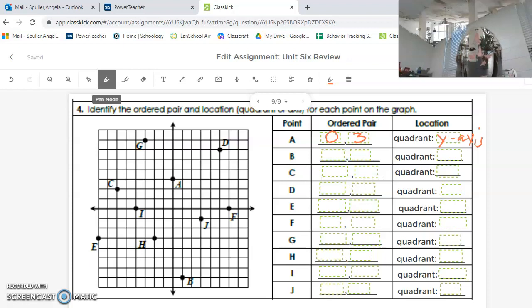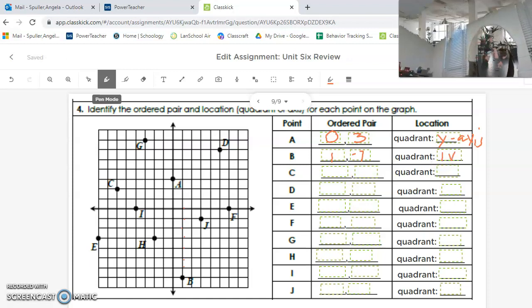All right, B. Let's do B. Where's B? I went over 1 and down 1, 2, 3, 4, 5, 6, 7. So over 1, down 7. Okay, and that's in the 4th quadrant.